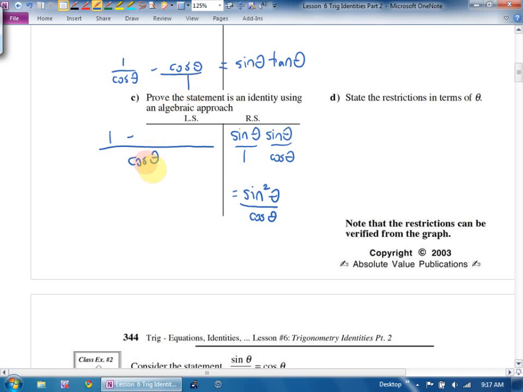Top and bottom. I've yelled at you about just writing it on the top. I'll change colors. I'm going to put a cos there and a cos there. So that puts this over cos. And what is cos cos? Do you see it yet? What is 1 minus cos squared? Look at your sheet. What?